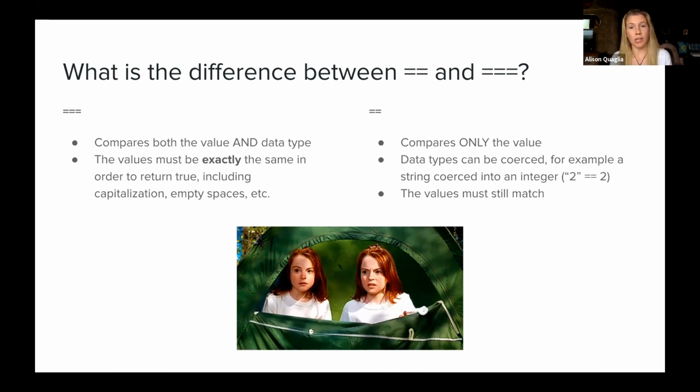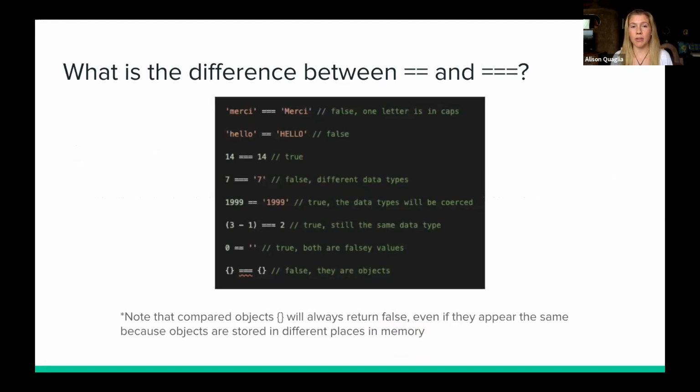Meanwhile, if we have double equals, this is only going to compare the actual value, but the data types can be coerced. So for example, if you have a string of 2 and you do double equals 2, that's actually going to evaluate as true because that data type is coerced, but that value is identical. So those values still have to match in order for it to return true. So here we have some examples. As you can see with triple equals, it has to be exactly the same.